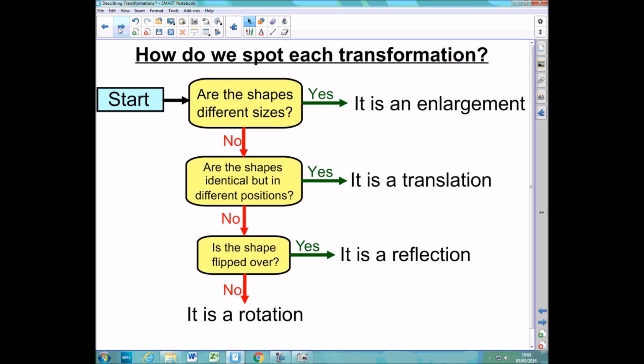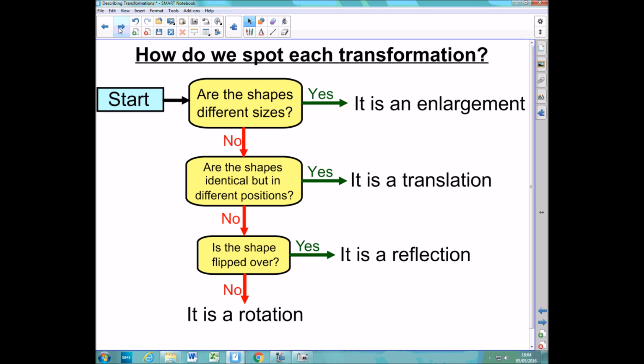So first up, I ask myself, are the two shapes on the grid different sizes? If they are, then it is an enlargement. If they're not, then I go on to the next question, which is, are the shapes identical but in different positions? Have they just been moved on the page? If that's true, then it's a translation. If not, I go down to this last little section. So lastly, I ask, has the shape just been flipped over? If it is, then it's a reflection. If not, then it's a rotation.